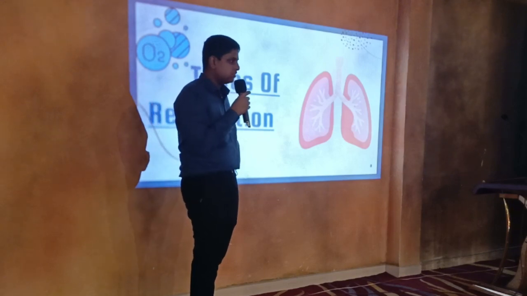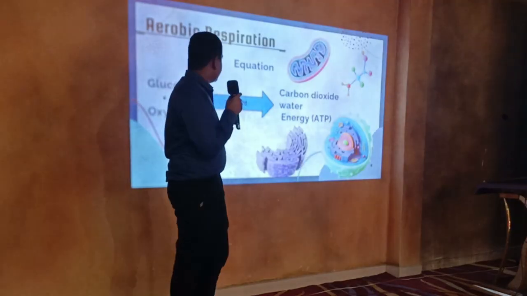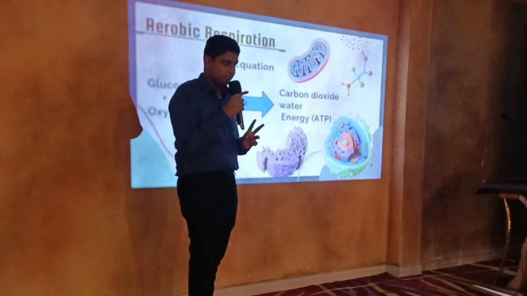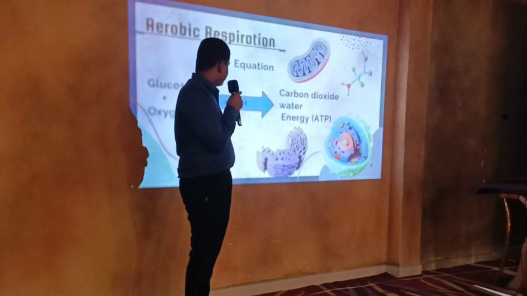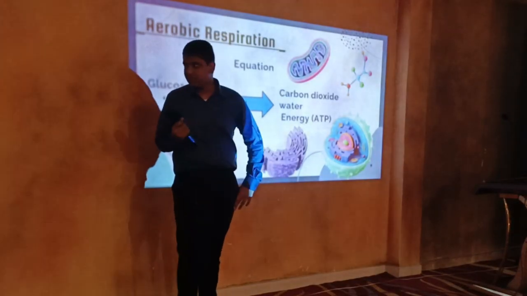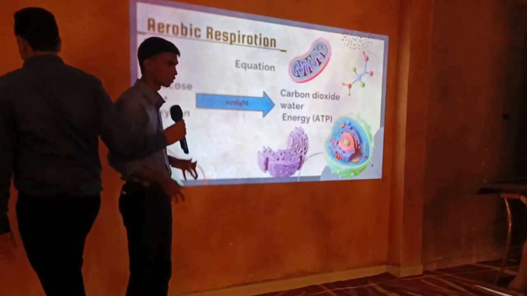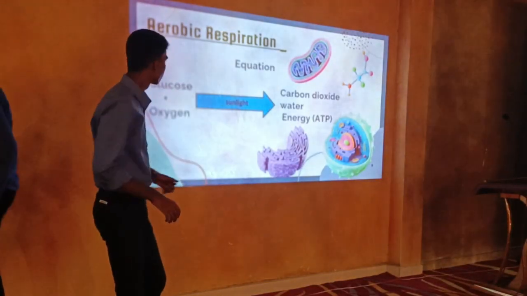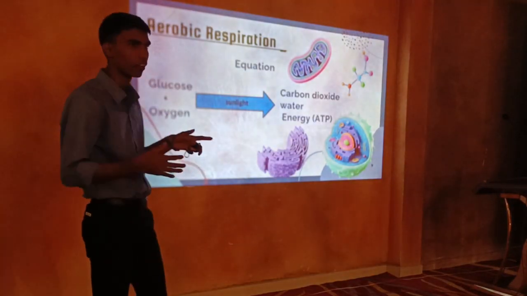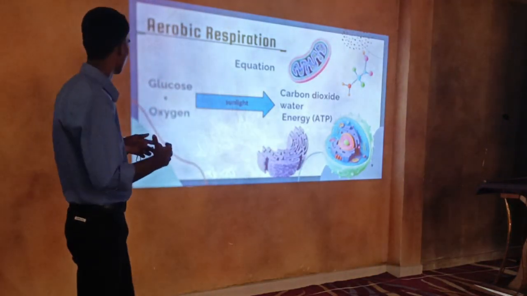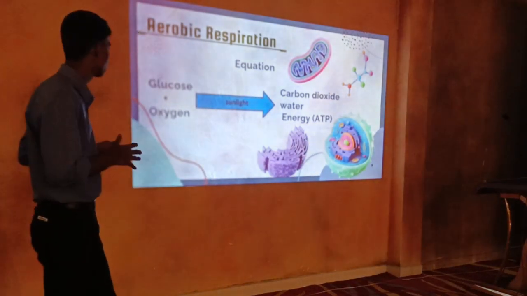So carbon dioxide is released, and now there are two types of respiratory methods: anaerobic and aerobic respiration. So you know that there are anaerobic and aerobic respiration. First, aerobic respiration. It takes place as we usually do, when oxygen is available in our environment.